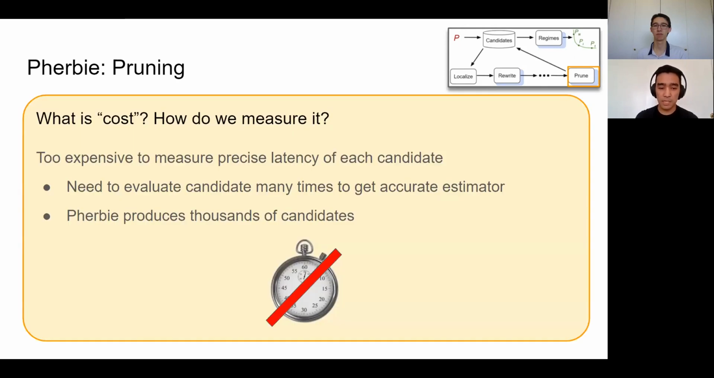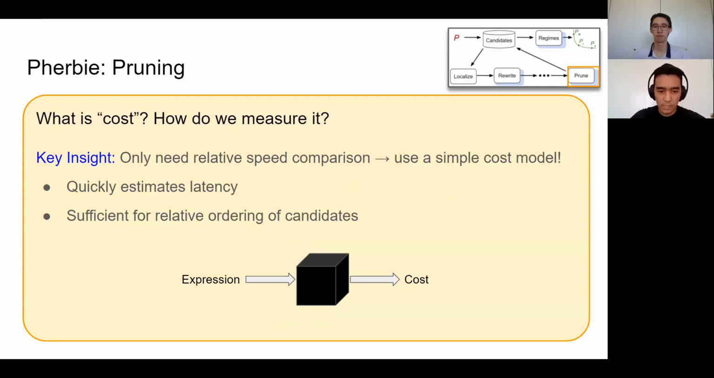But what we found is it's very expensive to get precise timing data for each candidate. We'd have to evaluate it many times to get an accurate estimator of its speed. And each iteration, Pherbie produces thousands of candidates. So this just won't be practical. Well, we only really need the relative speed between expressions. So we can just use a simple cost model. And this allows us to quickly estimate the speed of an expression.